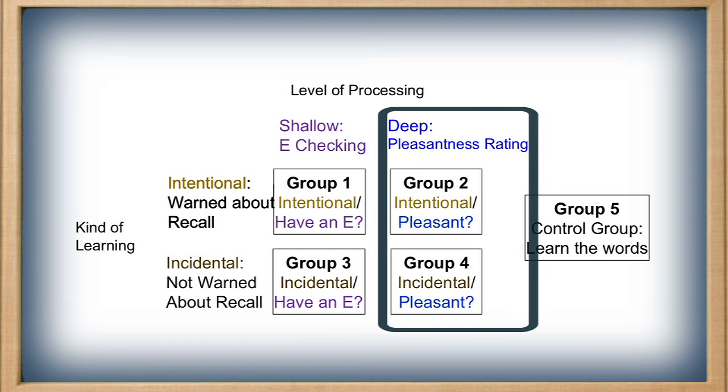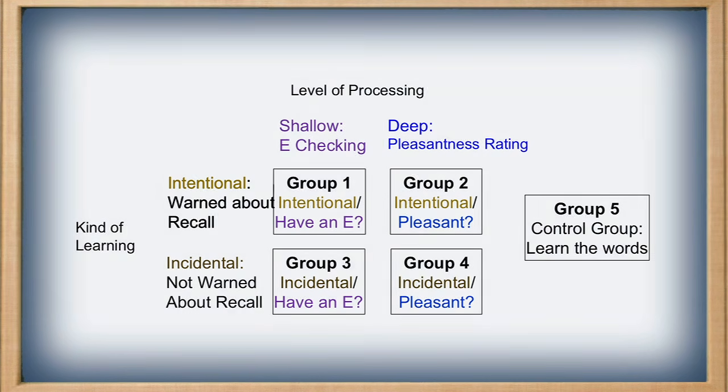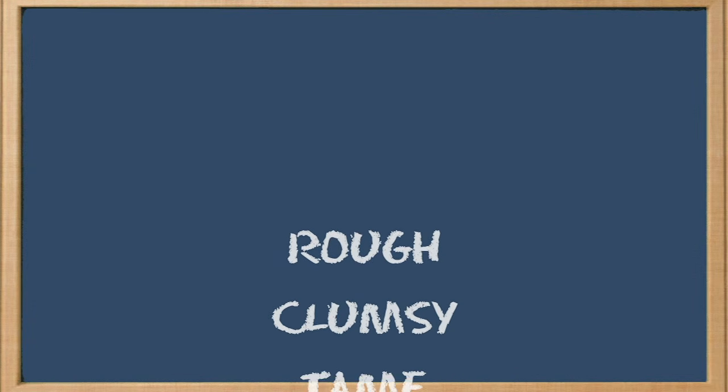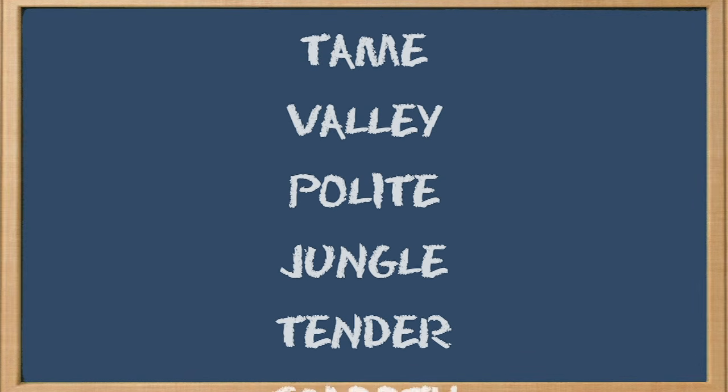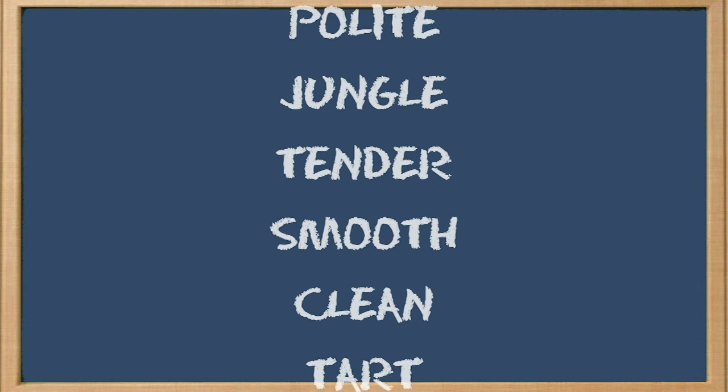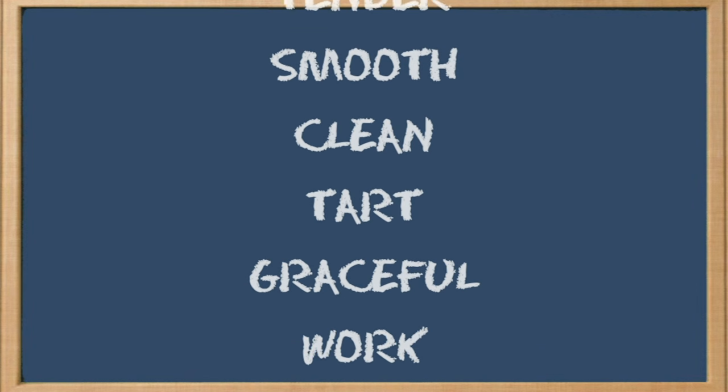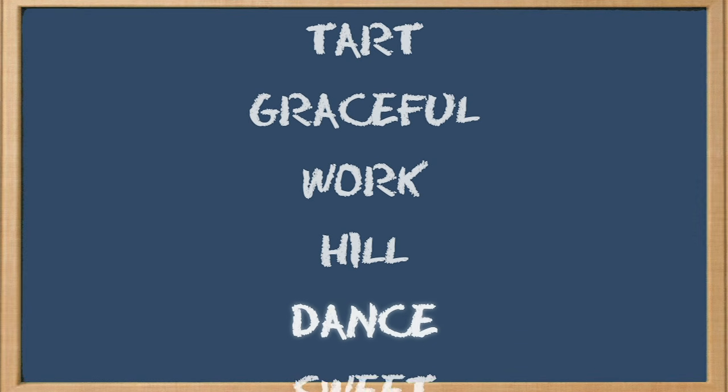Now, why would this make a difference? If you're checking for E's, then you're focusing on the spelling of the word, which is called shallow level of processing. If you're rating its pleasantness, you're thinking about the meaning of the words related to your own experience. That's called deep level processing.